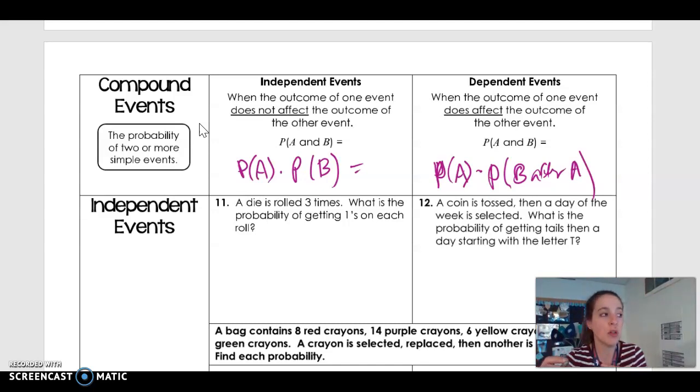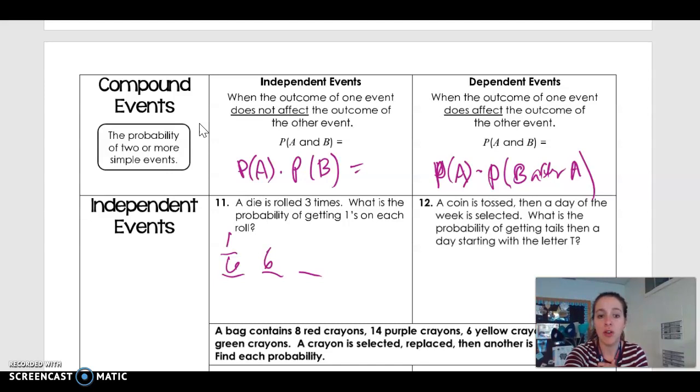So let's look at example number 11. A die is rolled 3 times. What is the probability of getting ones on each roll? Well, I've got 3 different events happening, right? Because I'm rolling it 3 times. On each of those events, I have a total of 6 possibilities, but I want one of them.